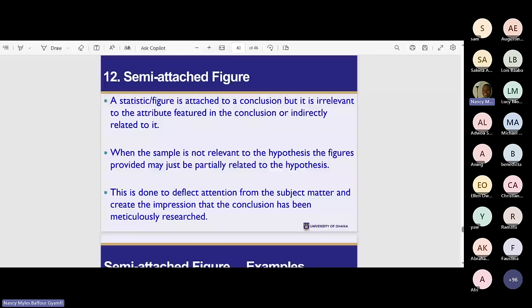A statistical figure is attached to a conclusion, but it is irrelevant to the attribute featured in the conclusion or only indirectly related to it. When the sample is not relevant to the hypothesis, the figures provided may be only partially related to the hypothesis. This is done to deflect attention from the subject matter and create the impression that the conclusion has been meticulously researched.